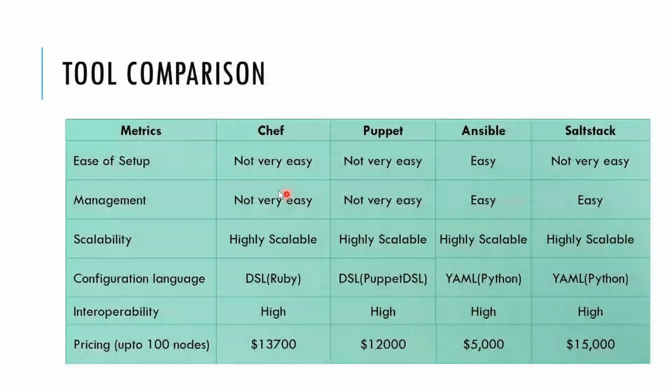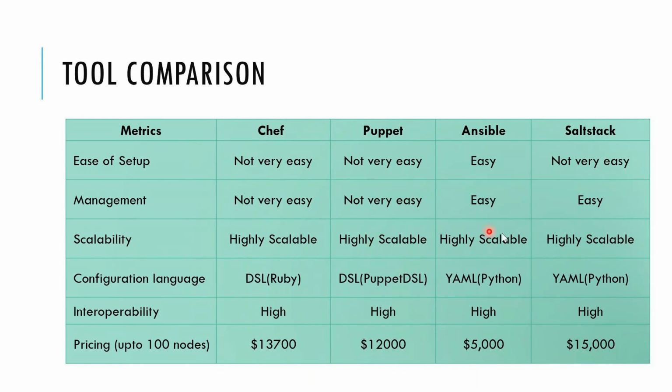So we'll discuss the comparison between all the configuration management tools. In setup-wise, that is, installation and configuration, Chef and Puppet, even SaltStack, are not very easy, but Ansible is very easy to install and configure. When compared on management, managing the client nodes is not very easy compared to Ansible and SaltStack. Scalability is high.